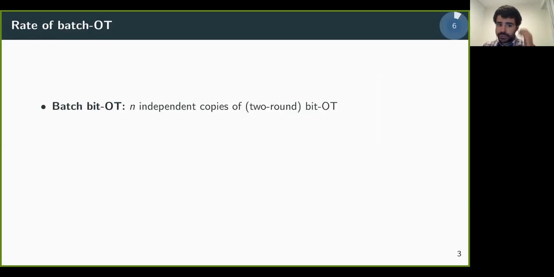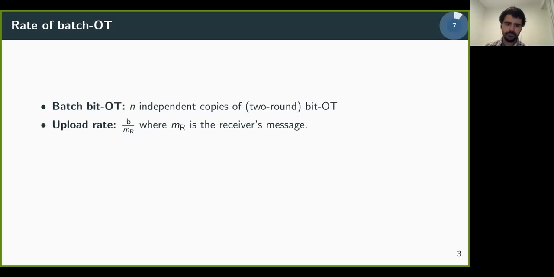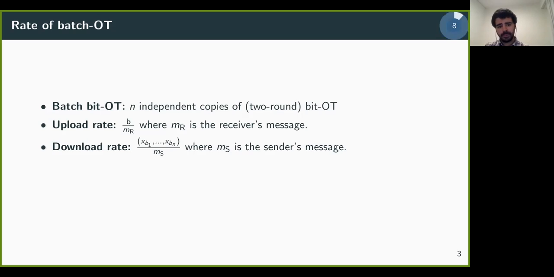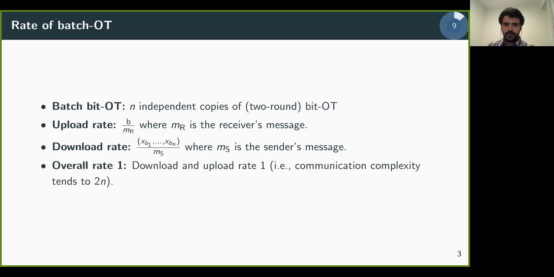Before we start, I just want to set some terminology. When I refer to OT, I mean batch OT, which are n independent copies of bit OT. The upload rate is the ratio between the receiver's input B and the receiver's message. And the download rate is the ratio between the receiver's output and the sender's message.